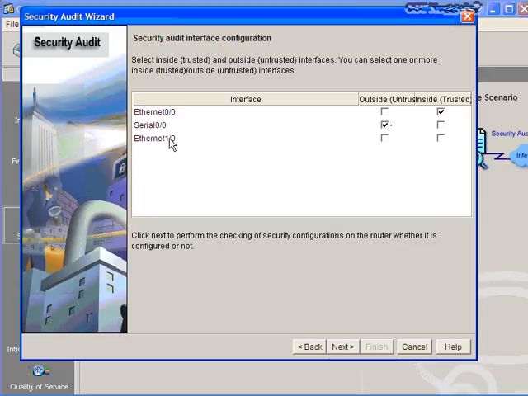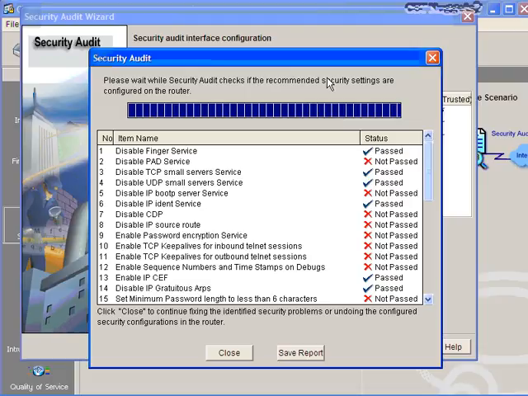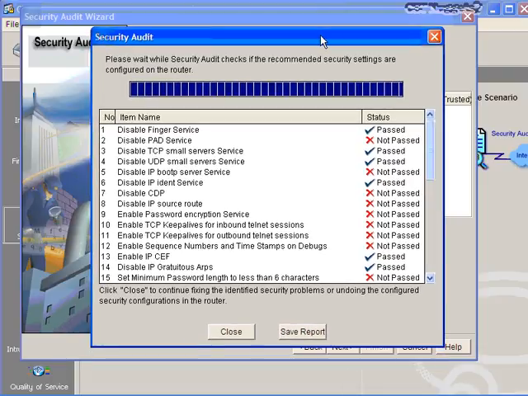A DMZ that maybe has web servers or FTP servers or other application servers, mail servers, for example. But I'm going to go ahead and just look at these two interfaces and run this computer-assisted audit on these two interfaces themselves. I'll click on next, and it's going to run and show me recommended security settings.